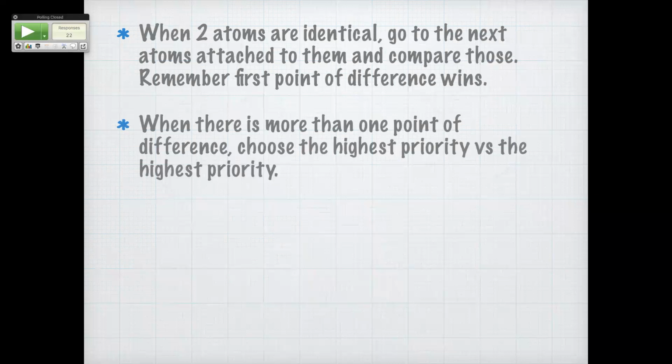When there is more than 1 point of difference, like you could have an H and an O, and a C and an S, you have to compare those 4 atoms. Which one do you pick? You pick the biggest gun. Because if you pick the O and the C, the O would win. If you pick the S and the H, the S would win. So you always pick your biggest gun. If you have an H and an O, the O goes out. If you have an S and a C, the S goes out.